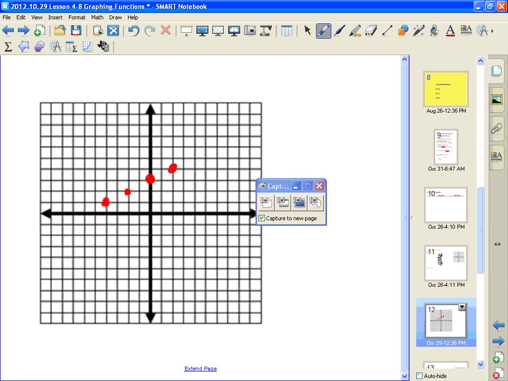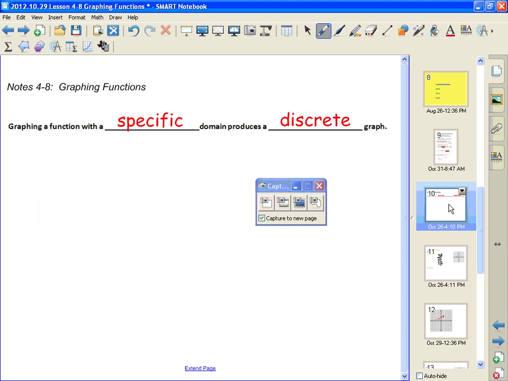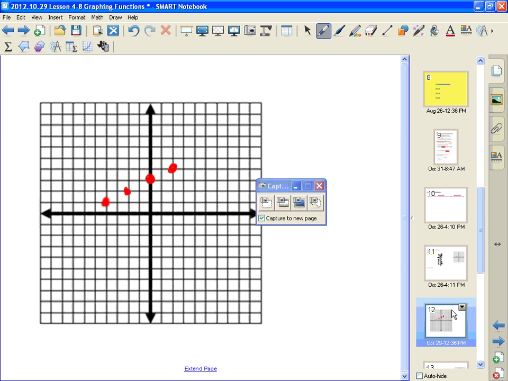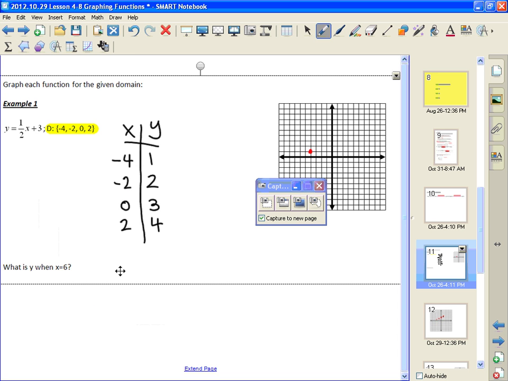When I refer back to the original sentence, it says graphing a function with a specific domain produces a discrete graph. We were given a specific domain, like we had domain values that we were given. So that means we're going to have a discrete graph. Because of that, I will not connect those points. I'll just leave it like that. Does that make sense? Yes, no? Okay, good.